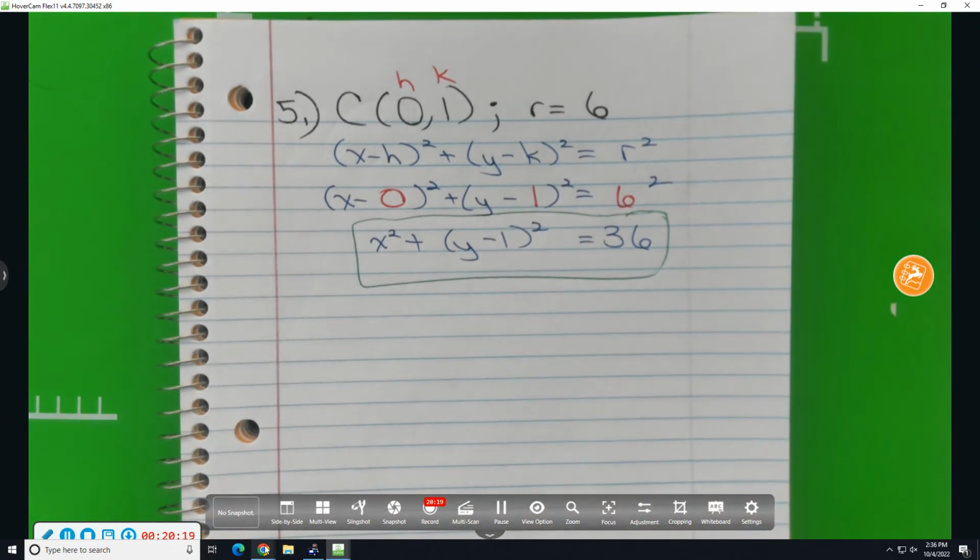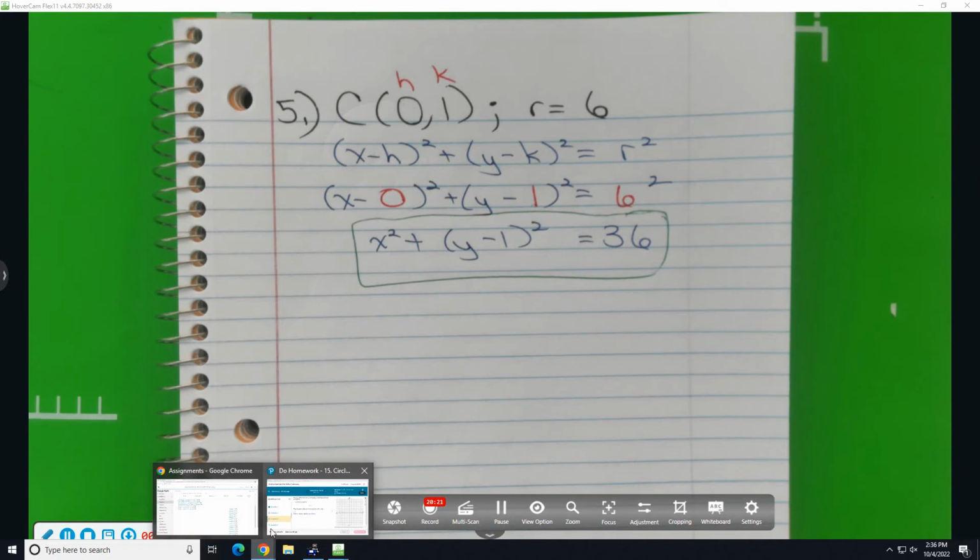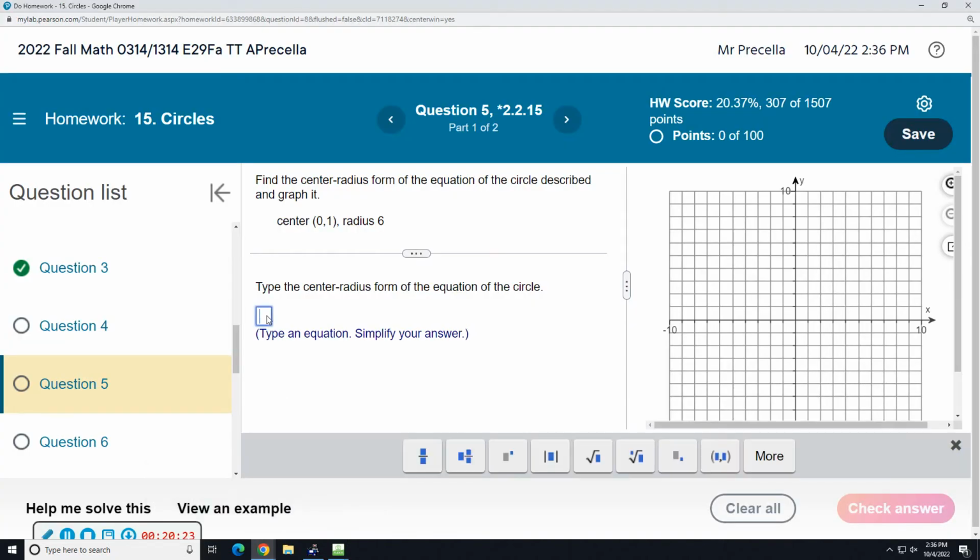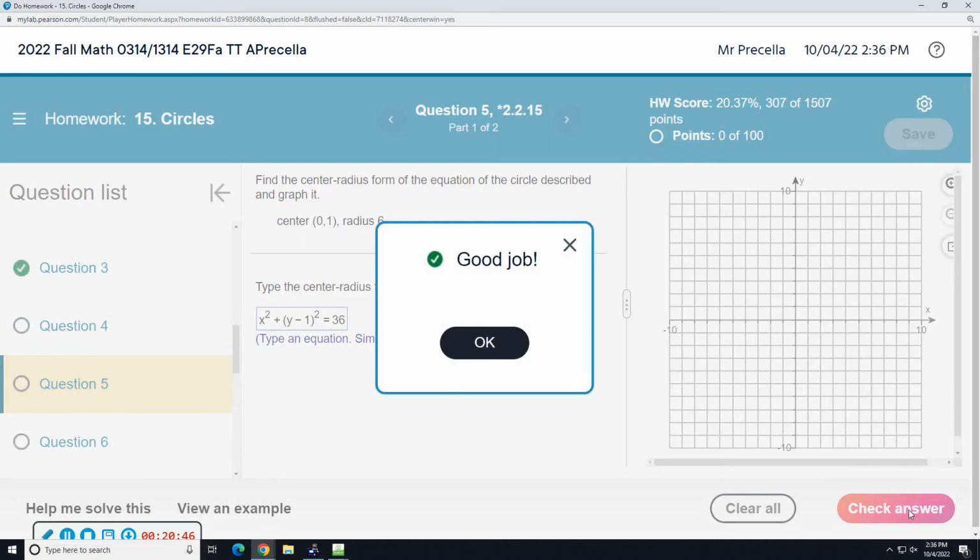Are you ready for me to type it in? I guess so. So x squared, right arrow, plus, parentheses, y minus 1 squared, right arrow, equals 36. I'll check that answer.